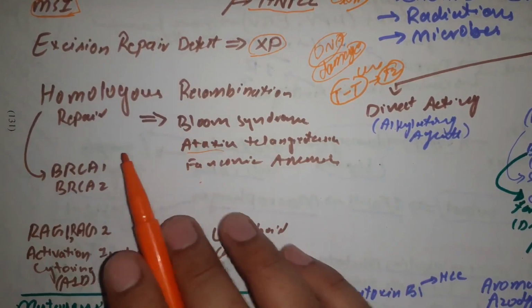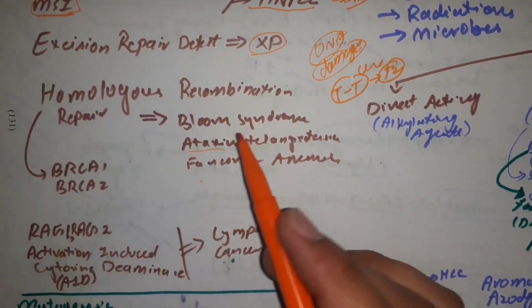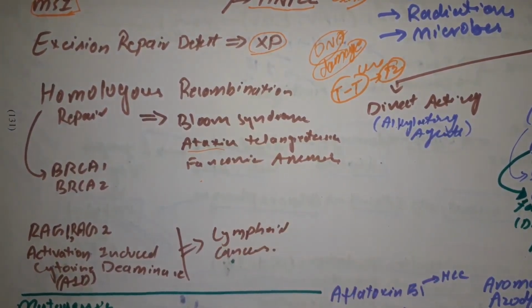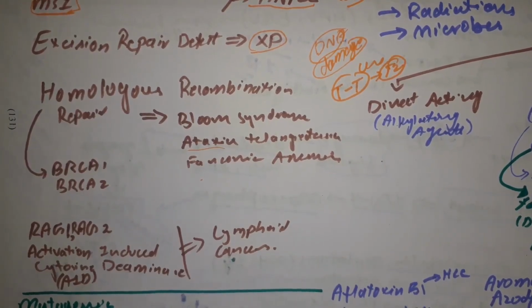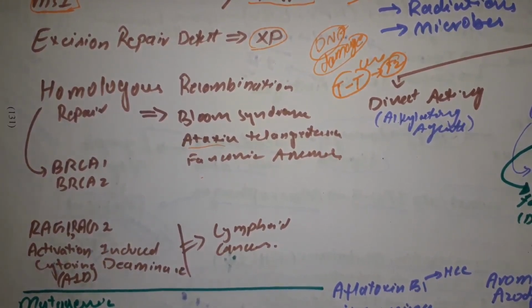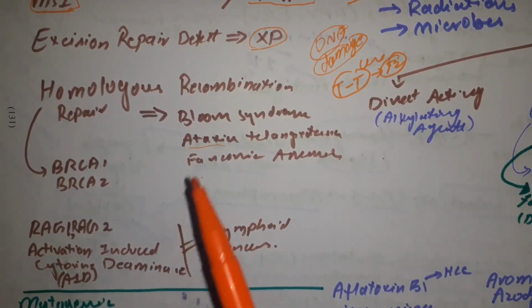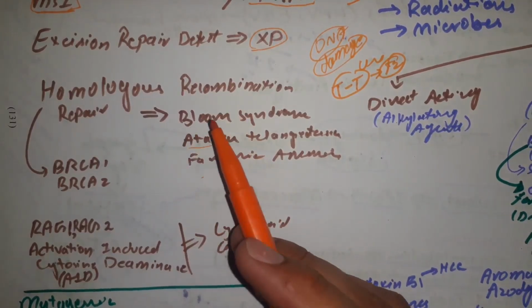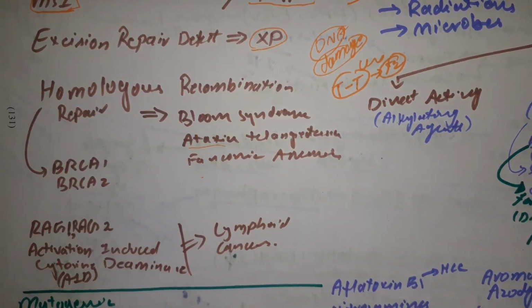Homologous recombination repair defect is seen in these three disorders primarily, and it can also lead to carcinogenesis. Normal human cells avoid carcinogenesis due to DNA repair mechanisms. When there is DNA damage, DNA repair mechanisms become active and correct the defect. However, if repair mechanisms are defective in some way or other, it increases the risk of carcinogenesis.